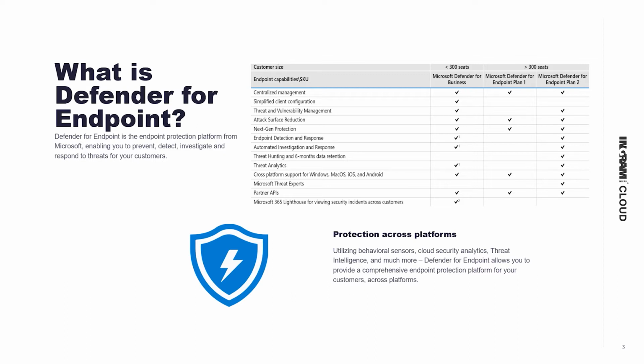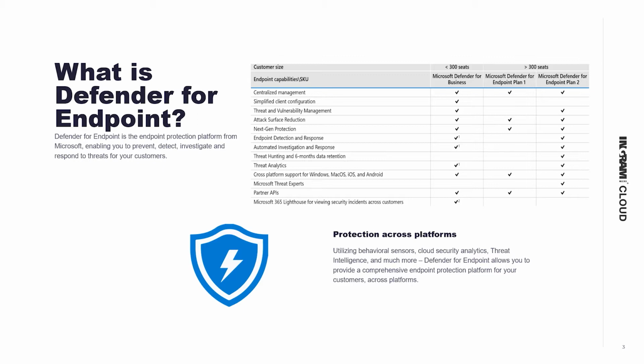There's Plan 1 and there's Plan 2. Plan 2 is what we'll be looking at today because that contains the bulk of the feature set and the bulk of the functionality. Plan 1 is more of a lightweight product intended more for central management of antivirus. Defender for Endpoint Plan 2 is where you're going to find the real core functionality and the good features.